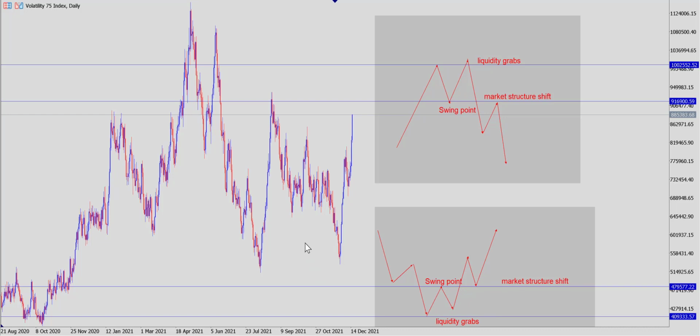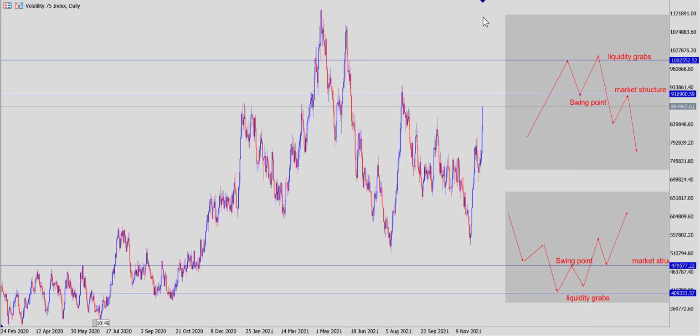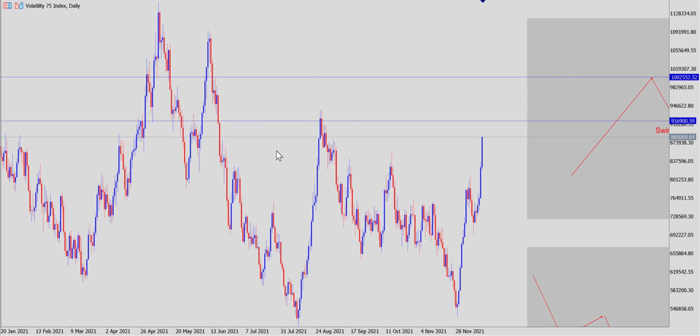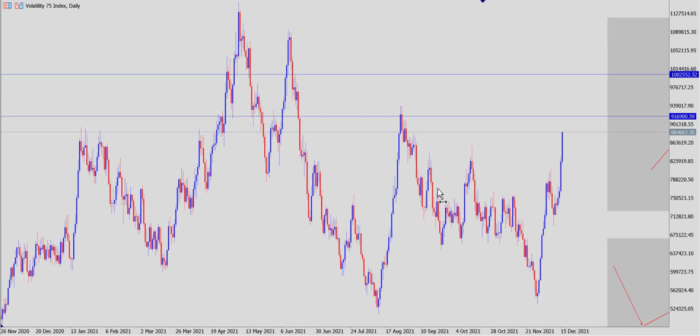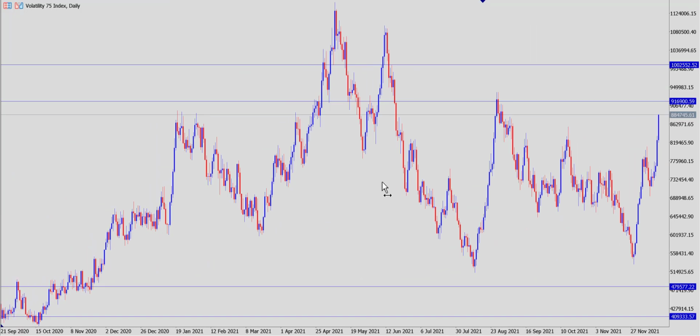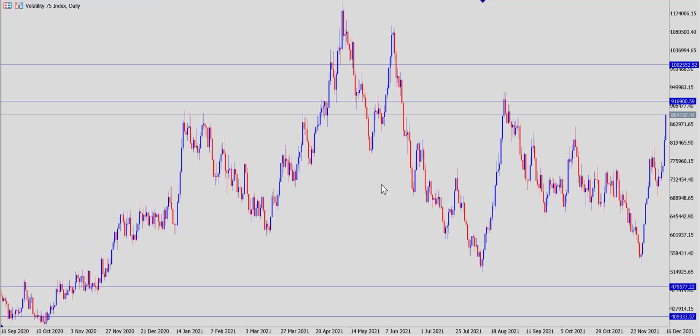Okay, for practice now, let's go into the charts and see how best you can identify them and how you can trade them on live price action. So what do we have here? I'm looking at the V75 daily time frame. So we want to identify mitigation blocks and breaker blocks.